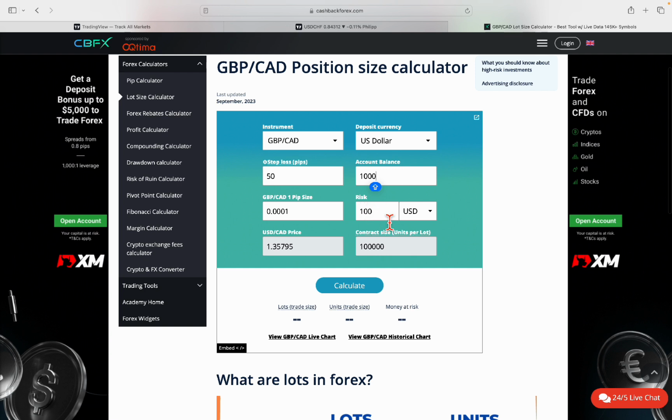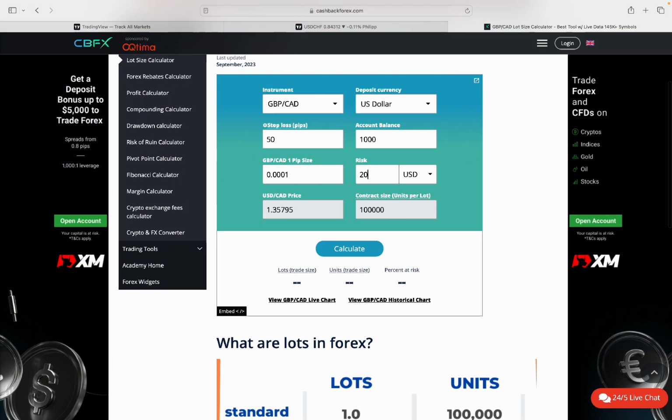And here, that is the risk, how much you want to risk on this particular trade. You can also change it to percentage. Maybe you want to risk 2% of your account, 2% to calculate for you, or you want to just type in the amount of money you want to risk. So let's say 2% of $1,000 is going to be $20. You want to risk $20 on this trade.